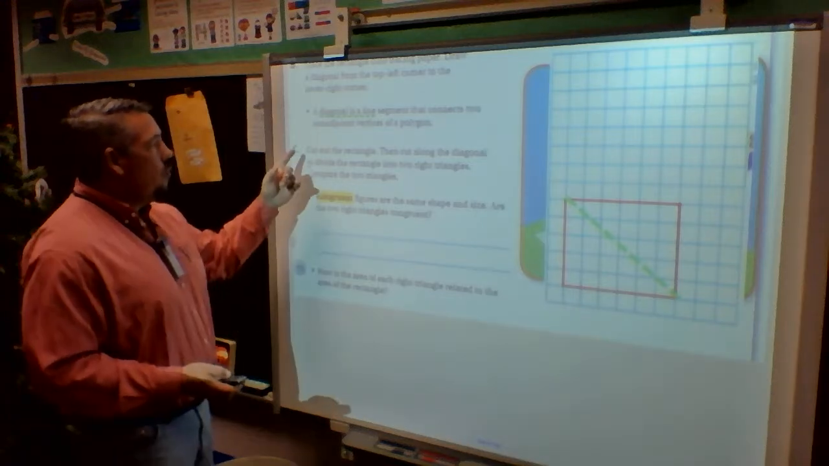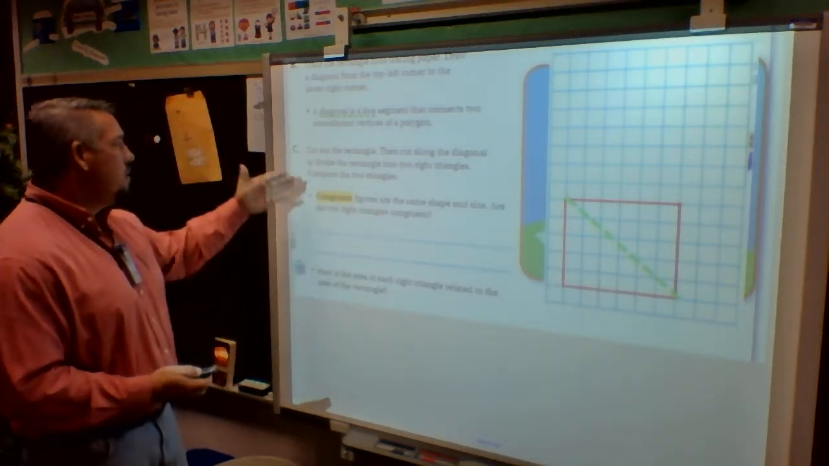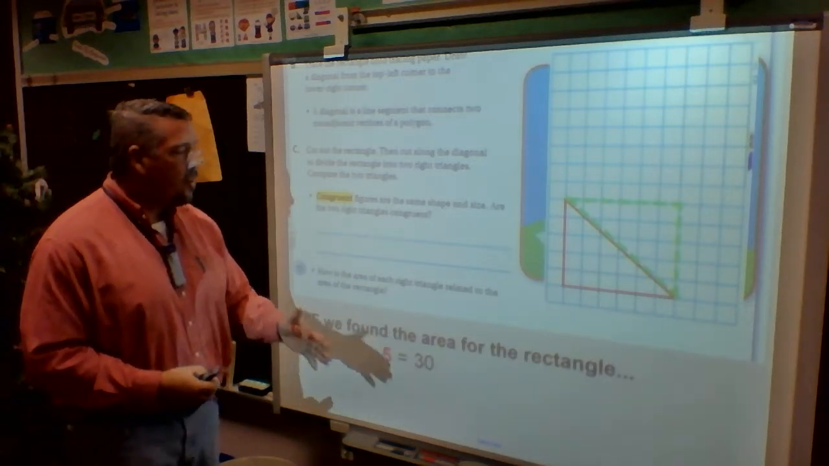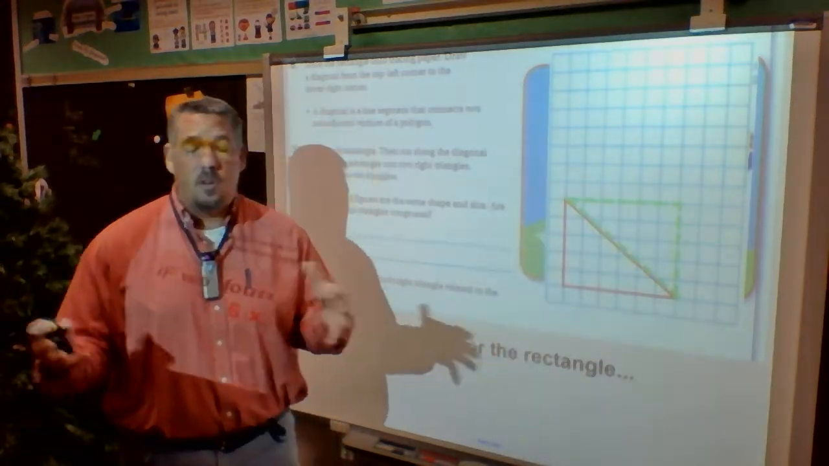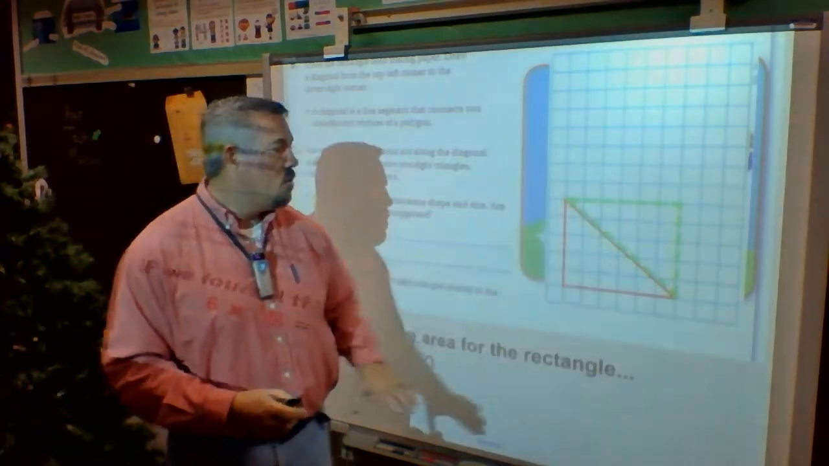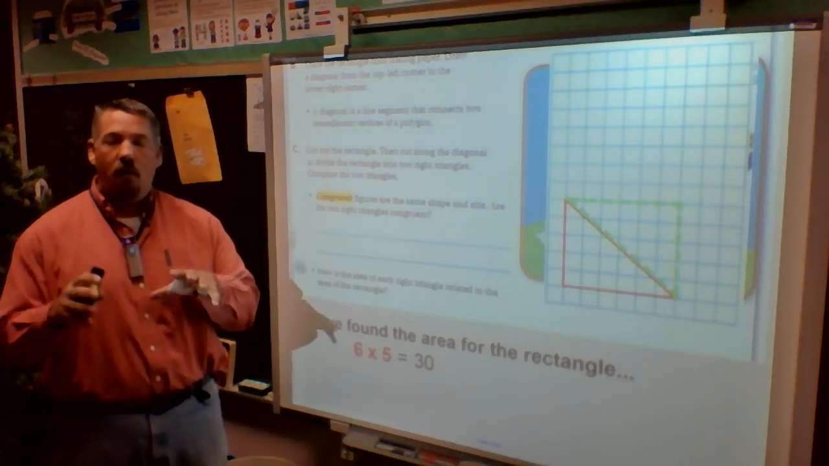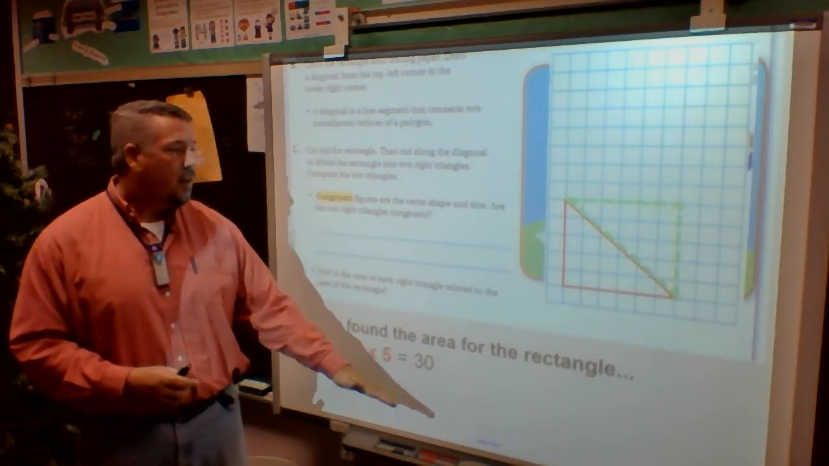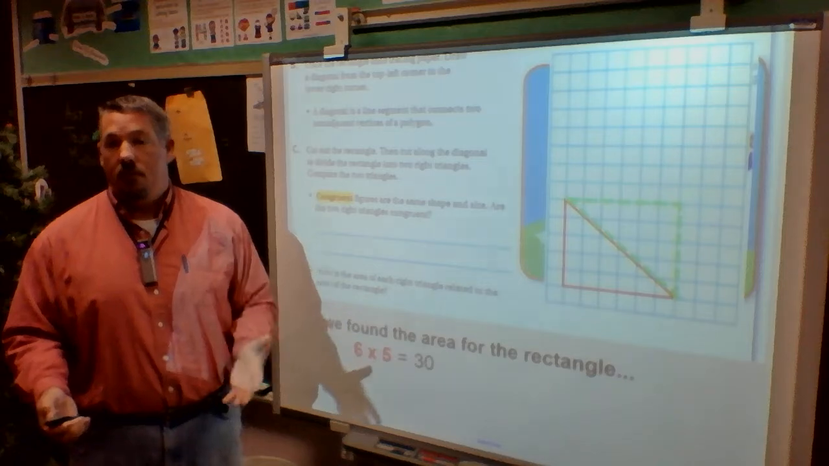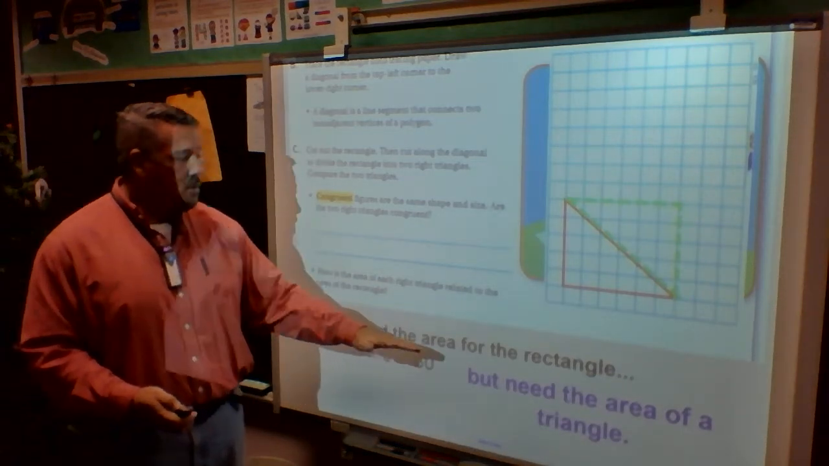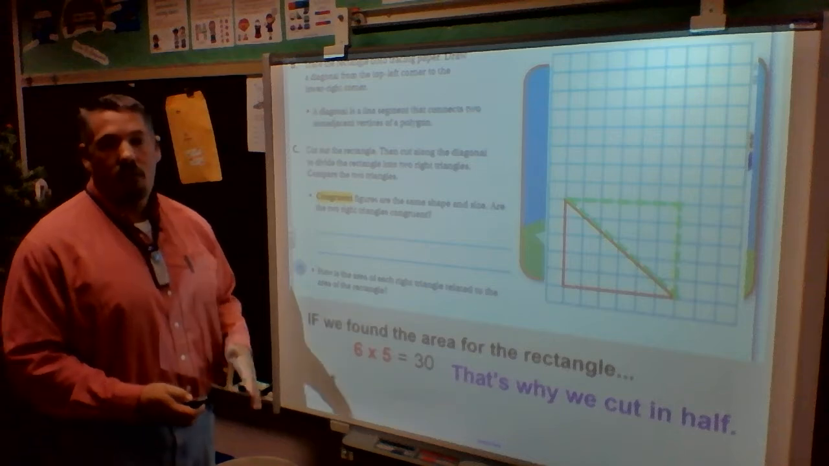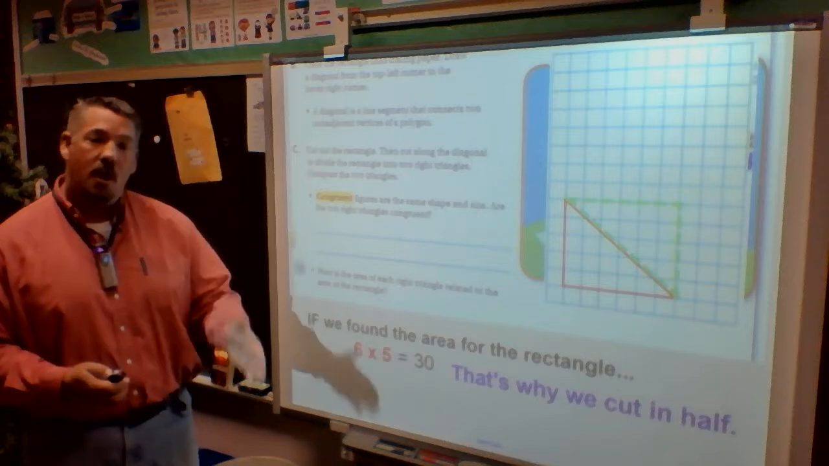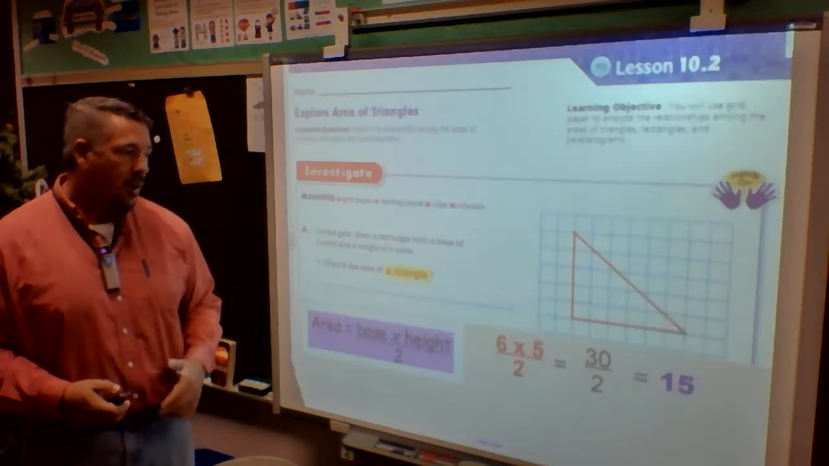Once I draw my diagonal line, then it says I'm going to cut it in half and look at what I have. So if I cut that in half, and I know that I have 2 congruent or equal triangles to one another, then what is my area going to be? Well, if it was a rectangle, it was 6 times 5, which is 30. Half of that then I do what? Divide by 2, right? So if I need just the area of the triangle, I know I'm going to have to divide by 2. That's why when we talk about the area of right triangles, I know it's base times height, always then divided by 2.